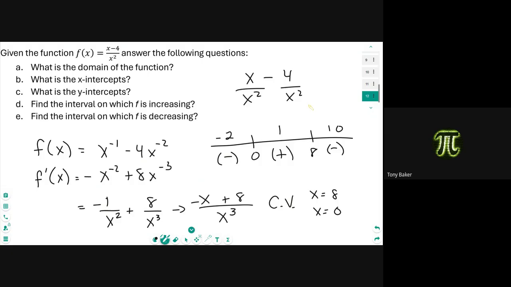Yes. You plug it back into the derivative to find that. And since I'm not asking you for the points, like the mins and maxes, I'm just asking for the intervals of increasing and decreasing, we don't need to plug it back into the original problem. So my interval of decrease is from negative infinity to 0. It's increasing from 0 to 8. And it's decreasing from 8 to infinity.